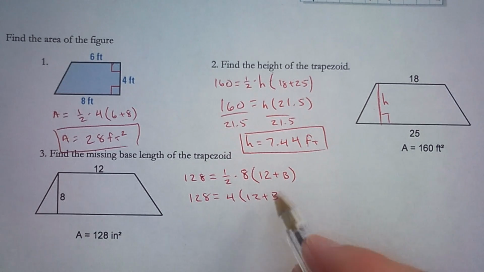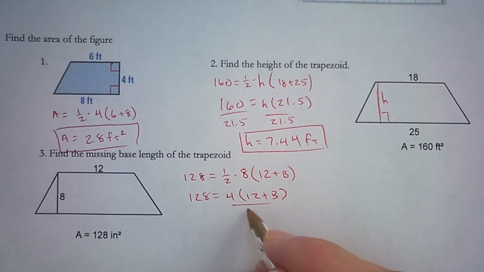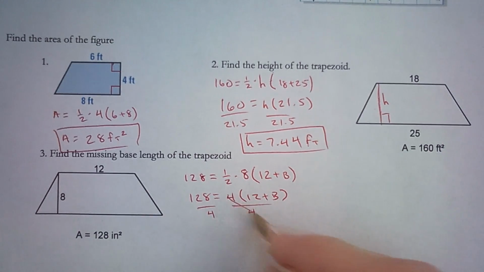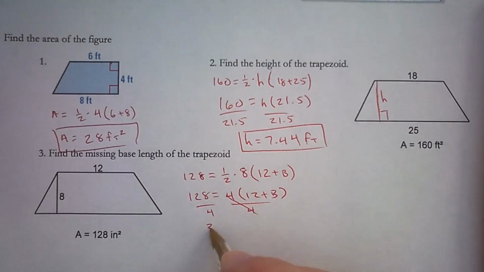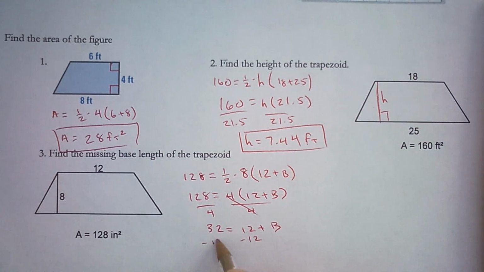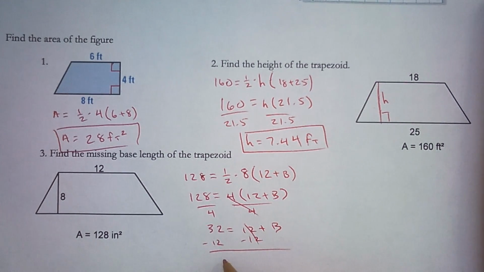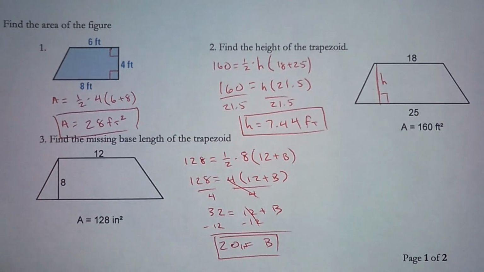Well, we have some options now. We can distribute that 4, or we can divide both sides by 4. I'm going to go with that option. I will divide both sides by 4. 128 divided by 4 is 32. So we get 32 equals 12 plus the missing base. And then we can subtract 12, and we get 20. And that is in inches. So the missing base is 20 inches.